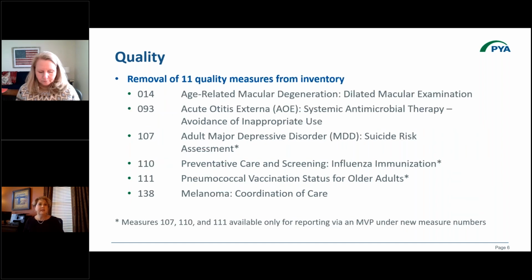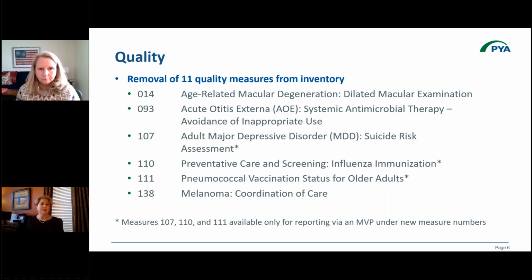I just wanted to list here, we won't go into details on each of them, but on this slide and the next slide, you'll see the quality measures that they removed from the inventory. I just wanted to call your attention because some of these are commonly used measures. For example, 107, 110, and 111 are removed from the general inventory for traditional MIPS, but they were carried over to MVPs so that they could be utilized there.